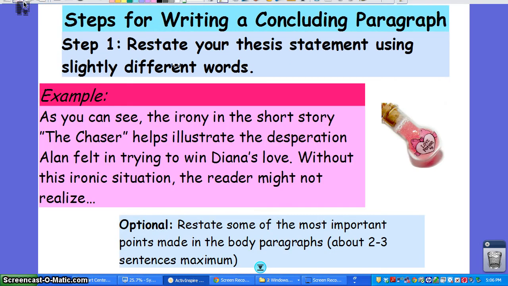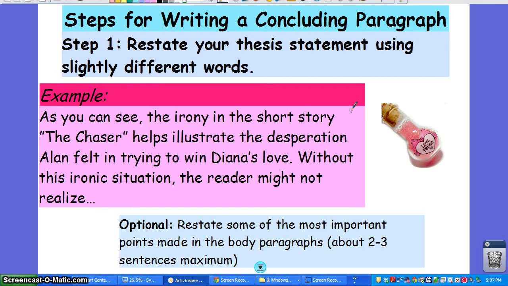There are a couple of steps that we can follow for writing a concluding paragraph. The first thing you're going to want to do is restate your thesis, again using slightly different words. I'm going to use the example essay that I've been modeling throughout these videos. It is an essay about The Chaser and the way that John Collier uses irony. So for the ending of that essay, I might restate my thesis by saying, as you can see, the irony in the short story The Chaser helps illustrate the desperation Alan felt in trying to win Diana's love.